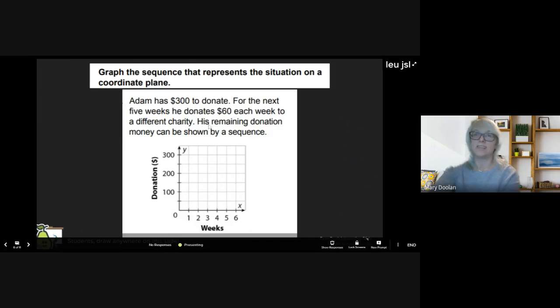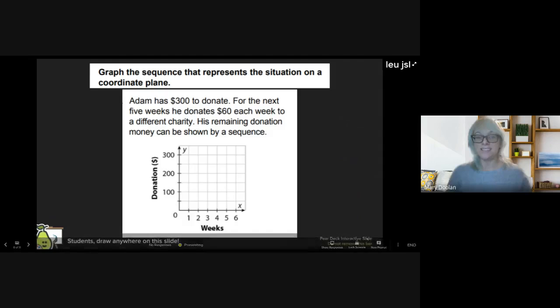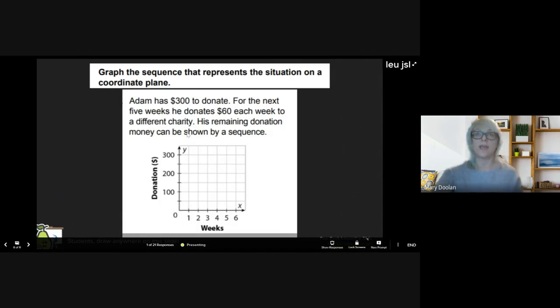Adam's a good person. His remaining donation money can be shown by a sequence. Oh, so the remaining donation money. So be careful here. It's not asking you to show how much he's donating. It's asking you to show how much is remaining. So when we start at 0 weeks, we have $300 initially.